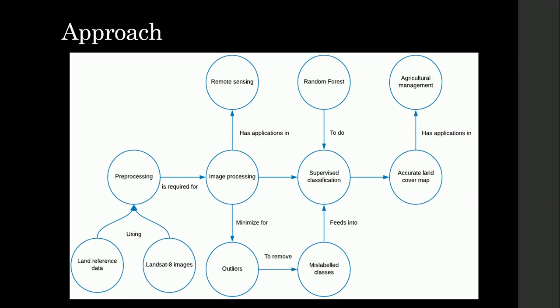We do the pre-processing and get them in the same size, and detect the outliers present in the new training set. And we know based on previous research that mislabeled classes are the biggest sources of incorrect classification. If we can remove these mislabeled classes, our classifiers will perform better, and we get a more accurate land cover map, which can be used for agriculture management and better crop yield estimation.